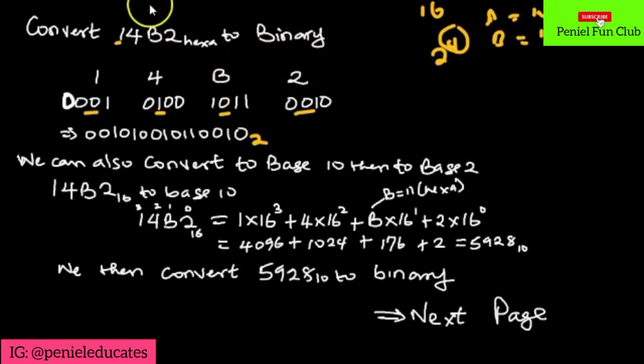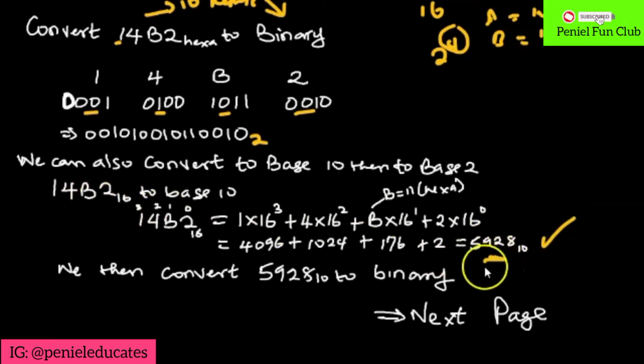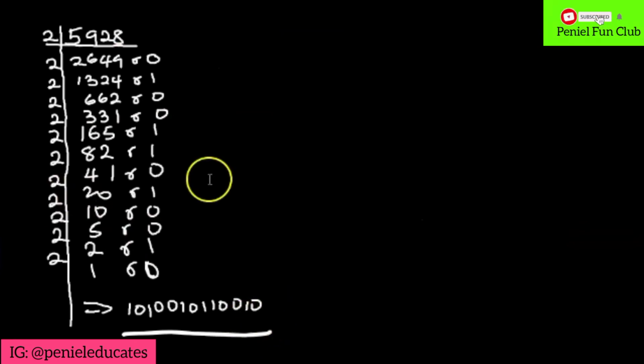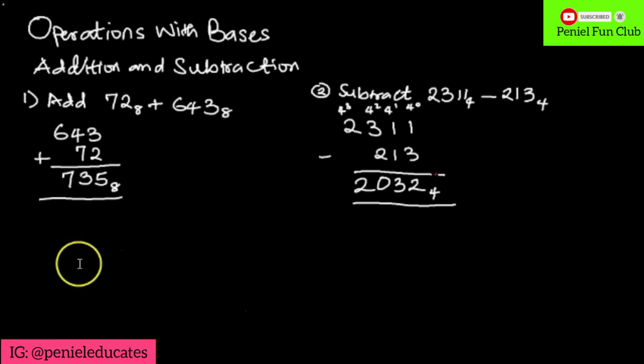So what do we need to do? Convert this to base 10, then the result, convert it to binary. That's as simple as that. So what we'll do here is that 4B2, convert it to base 10, then after the answer, convert this 592 to binary, and that's how we got this particular one. So if you compare the answer, they are actually the same.